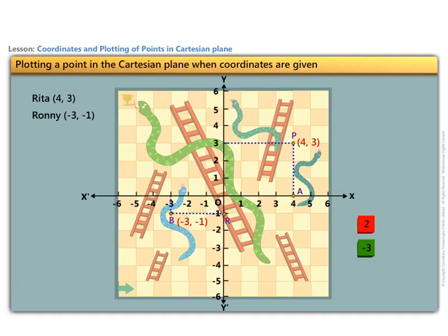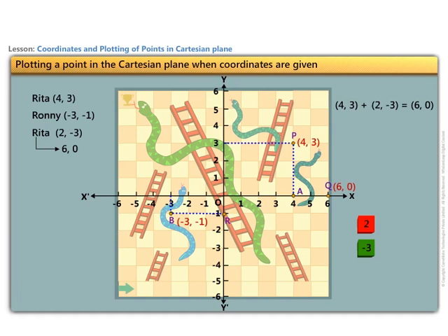Now, it is Rita's turn. She gets the number (2, -3). Can you help Rita plot this move? Yes. Starting from the current position A(4, 3), add the respective coordinates of (2, -3). So, its new position will be at Q(6, 0). Since its y-coordinate is 0, this is a point on the x-axis and it is at a distance of 6 units from the y-axis.